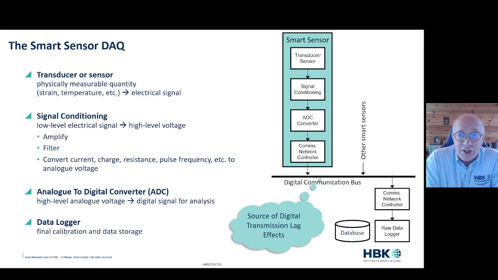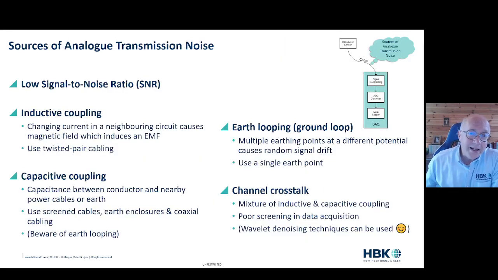Now, both of these give you two different types of error. So let's have a look first of all at the analog transmission type. This has quite a long cable between the transducer and the signal conditioning unit, and it typically has quite low voltages that we're measuring. So typically it has a low signal to noise ratio coming in, and this is why it becomes susceptible to other types of error. One of those is inductive coupling. This is where any changing current in a neighbouring circuit can cause a magnetic field, and that induces an EMF, electromotive force, in our long cable.